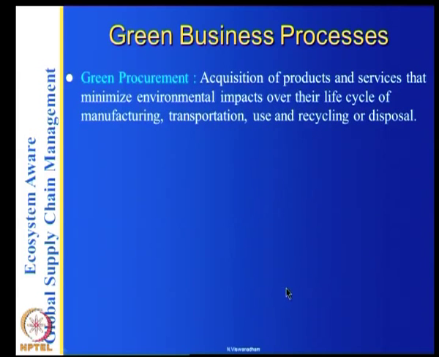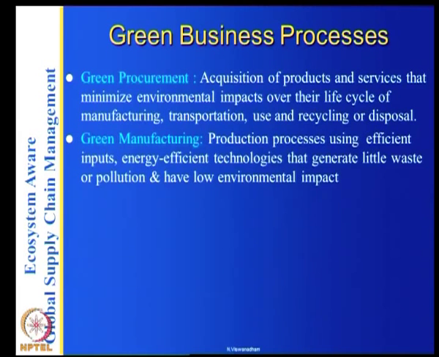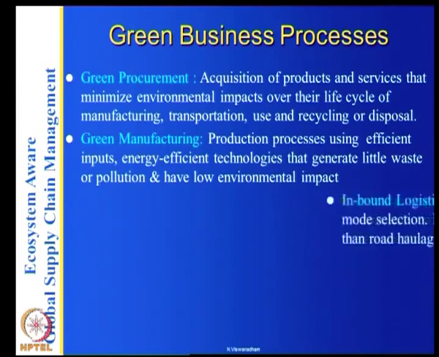So what are the green business processes? One is green procurement, that is acquisition of products and services that minimize the environmental impact over the life cycle of manufacturing, transportation, use and recycling and disposal. And green manufacturing is production processes using efficient inputs and energy efficient technologies that generate little waste or pollution and have low environmental impact. So it's very important that the manufacturing follows all these three principles: little waste, low environmental impact and energy efficient technologies.